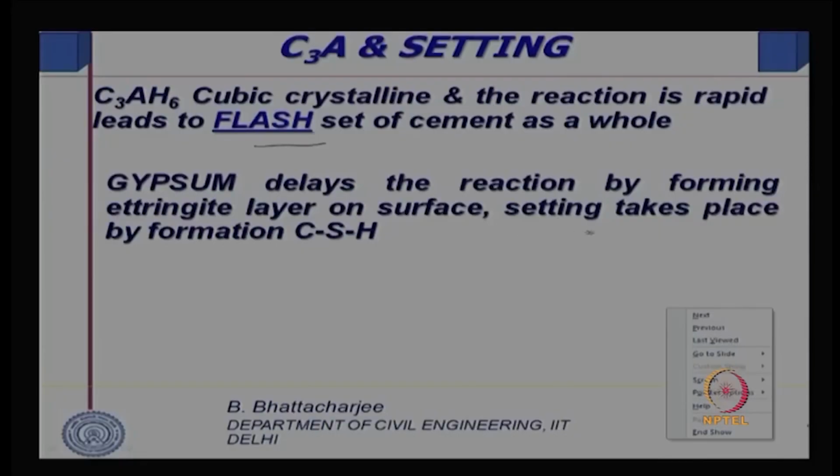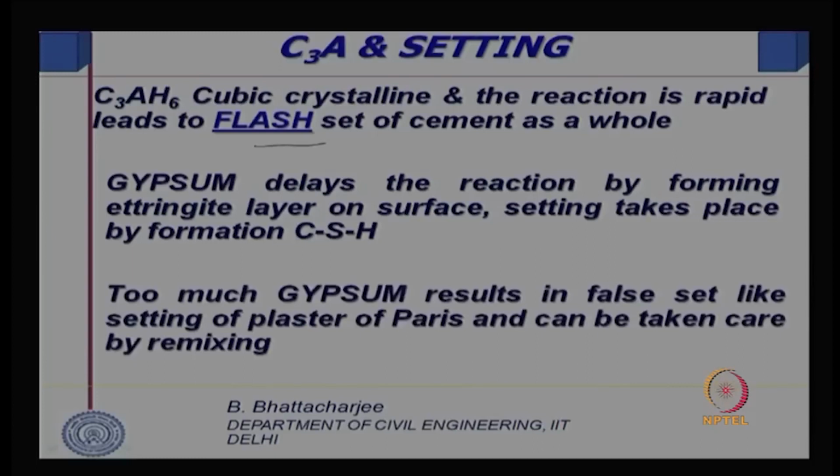It quickly solidifies in a very short period, and it is not desirable because other reactions do not continue. So, flash set is not desirable, and that is why we add gypsum in the cement. Now, gypsum essentially delays the reaction by forming an ettringite layer on the surface. Setting takes place by formation of CSH later on. We will look into this in more detail from time to time. Too much gypsum is also not good.